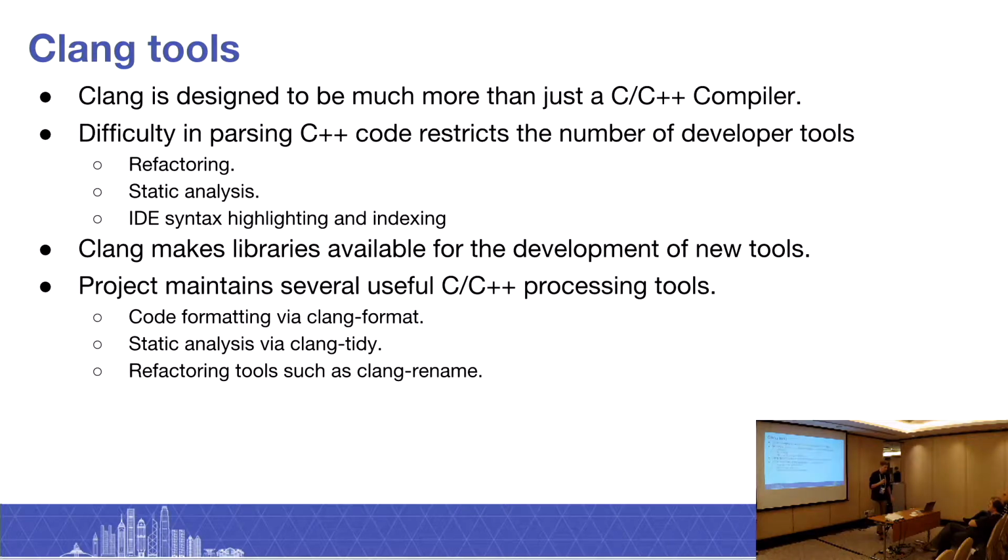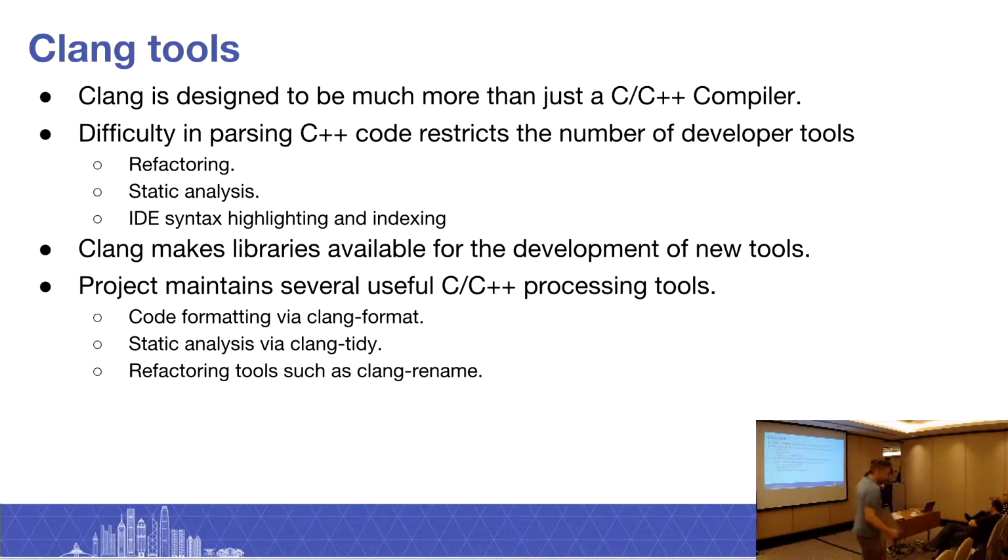Okay. So expanding on that, Clang was actually designed to be much more than just a C and C++ compiler. One of the big problems of the C++ ecosystem, certainly 5 to 10 years ago, was that there wasn't actually any good IDE support or refactoring tool support. One of the main reasons for this is that C is fairly easy to parse, but C++ is very, very difficult to parse.